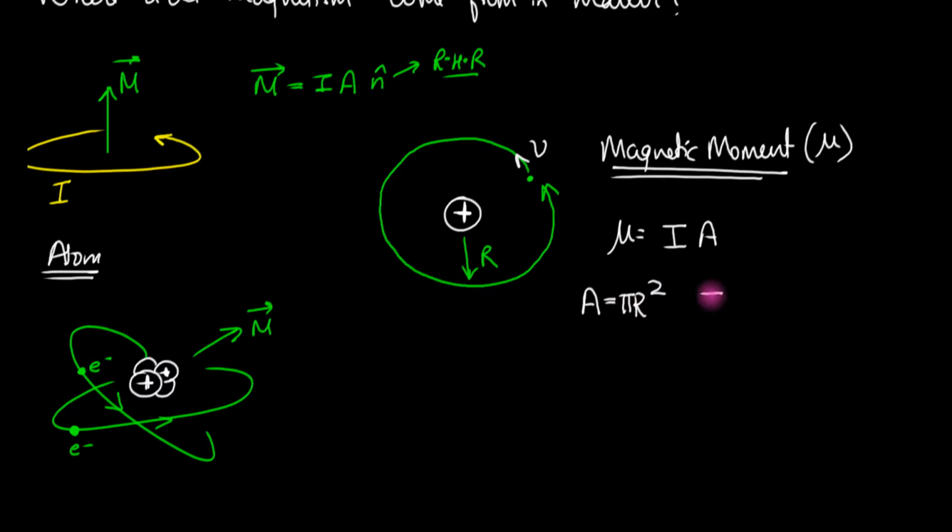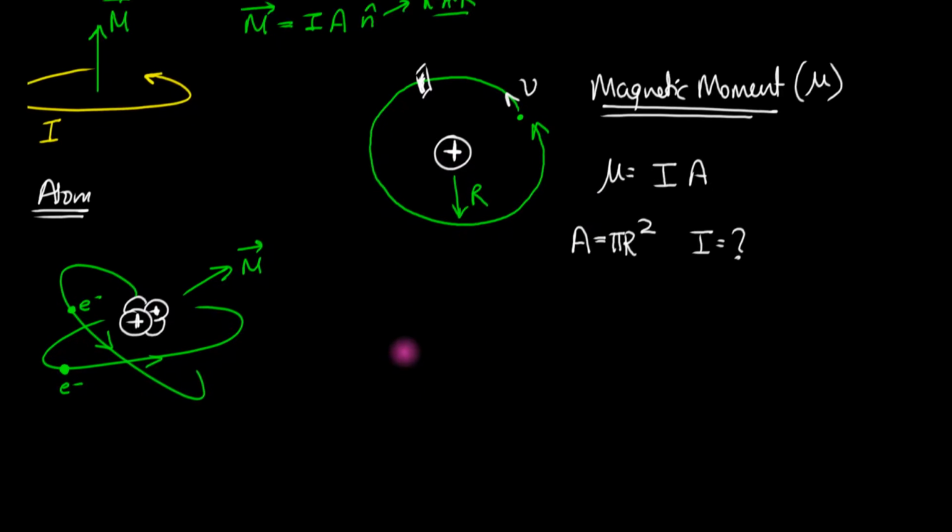But what is the current? Current is defined as the number of charges that flow through a given cross-sectional area per second. So I just have to find out, for example, if I consider a small tiny area over here, how much charge flows through that area per second. Okay? To do that, let me use an analogy.